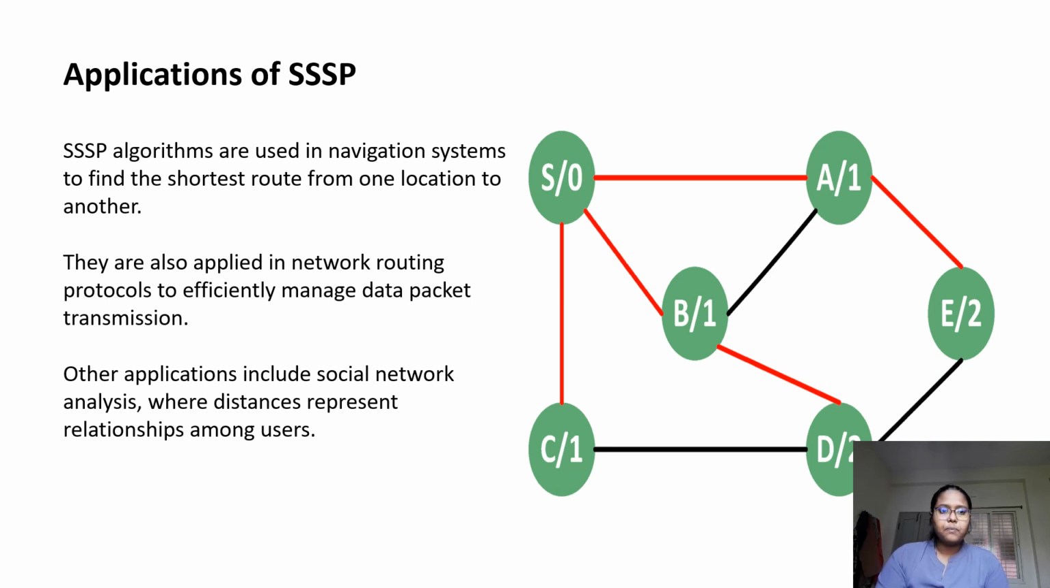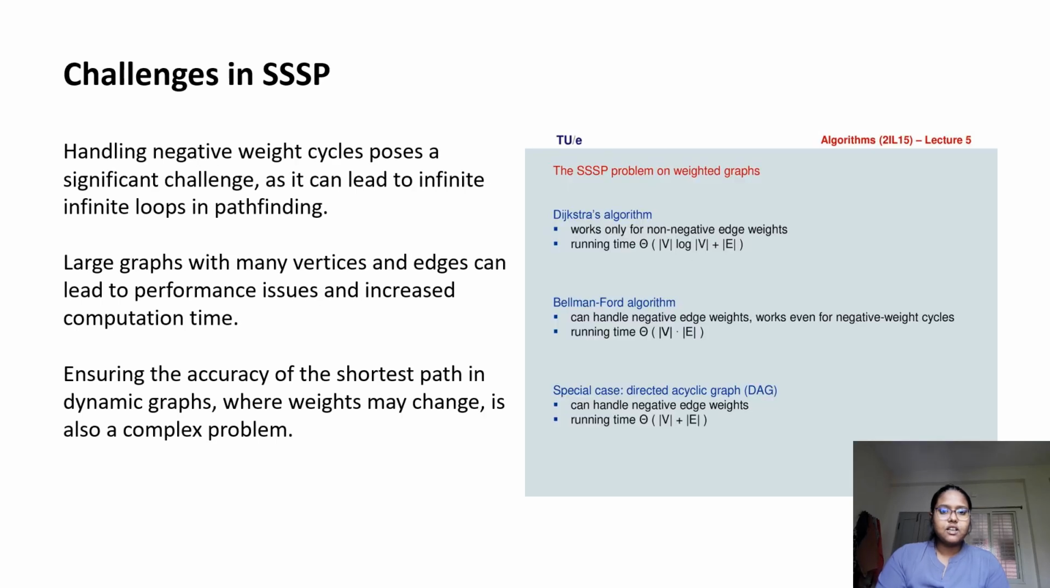Applications of SSSP. SSSP algorithms are used in navigation systems to find the shortest route from one location to another. They are also applied in networking routing protocols to efficiently manage data packet transmissions. Another application is social network analysis, where the distance represents the relationships among users. Challenges in SSSP: handling negative weight cycles poses a significant challenge as it can lead to infinite loops in path finding. Large graphs with many vertices and edges can lead to performance issues and increased computation time. Ensuring the accuracy of the shortest path in a dynamic graph where weights may change is also a complex problem.